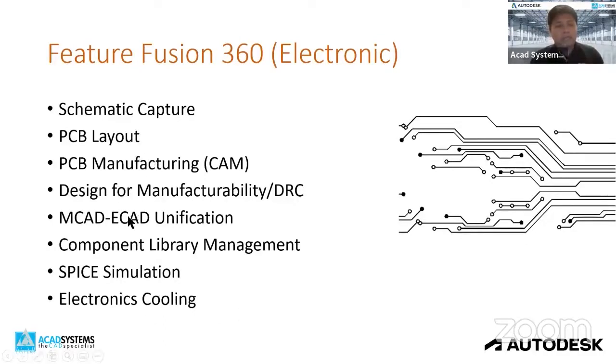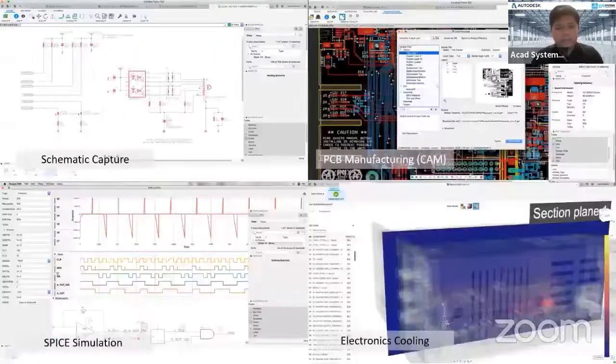There are a few more features included in Fusion 360. You can also do component library management: add new libraries, delete libraries, or edit libraries. There is also SPICE simulation together with electronic cooling simulation. All of these things are included in Fusion 360 only. So this is roughly the idea of what we are going to do today.